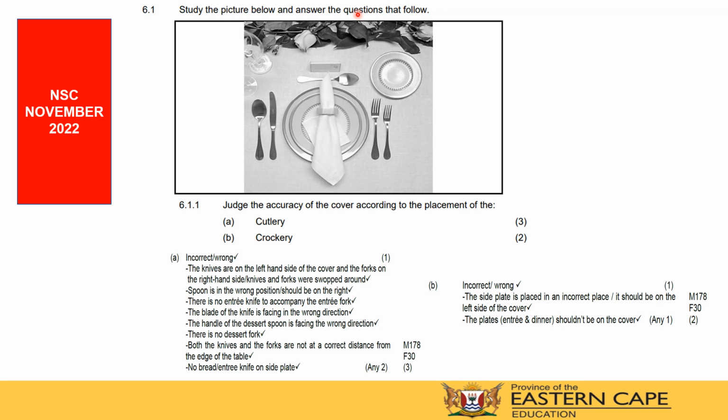Okay, and then there is no bread or entree knife on the side plate. Now, forget about the fact at this point in time that the side plate has been placed incorrectly. We must now remember the question has asked us to judge the accuracy of the cutlery. The side plate is the crockery, but there is no bread knife on the side plate, so that is where you would end off. You will then conclude about the side plate in the follow-up question, which is B.